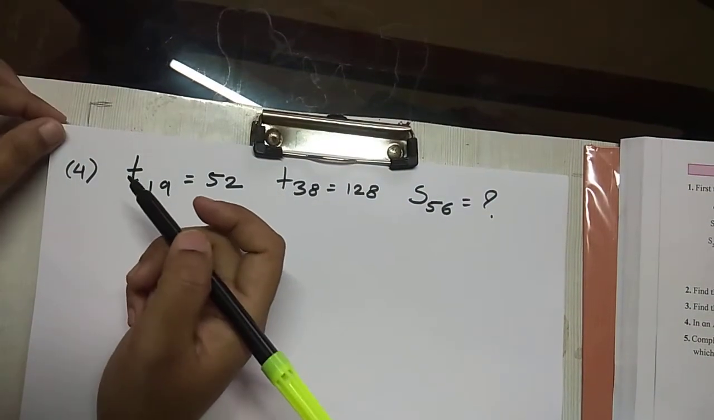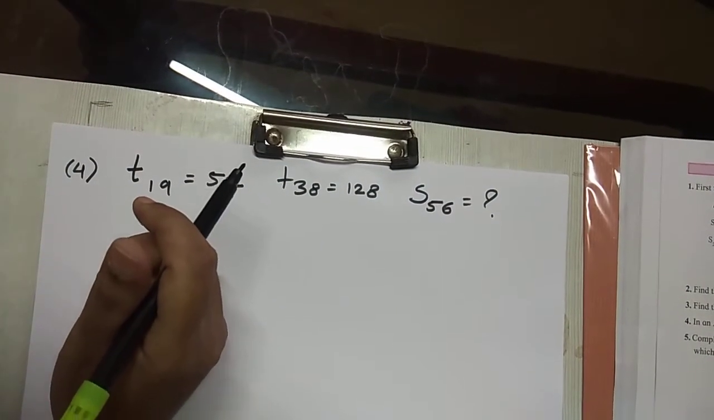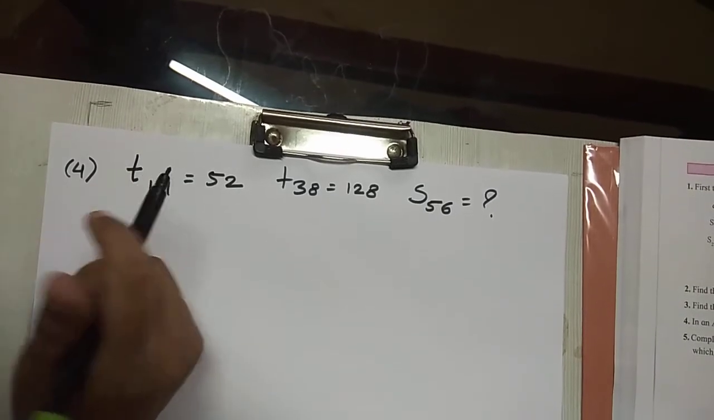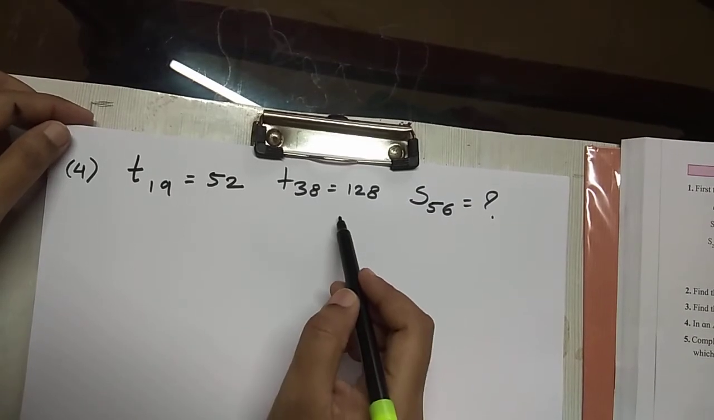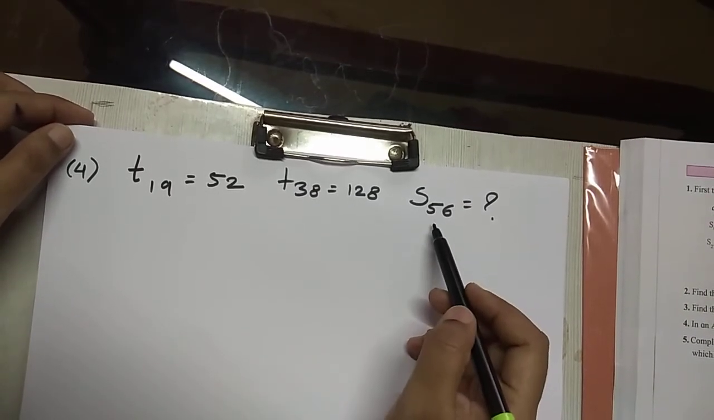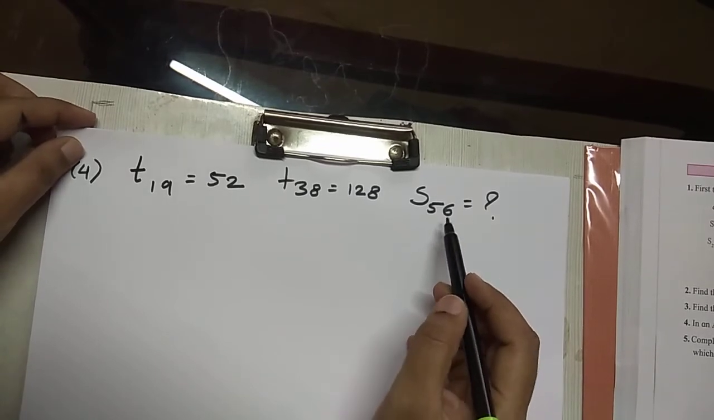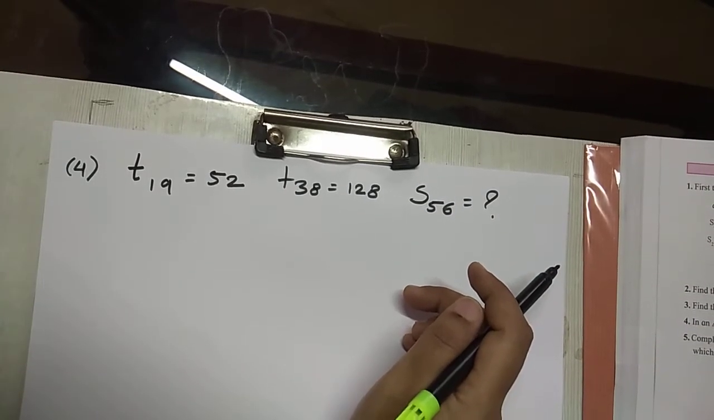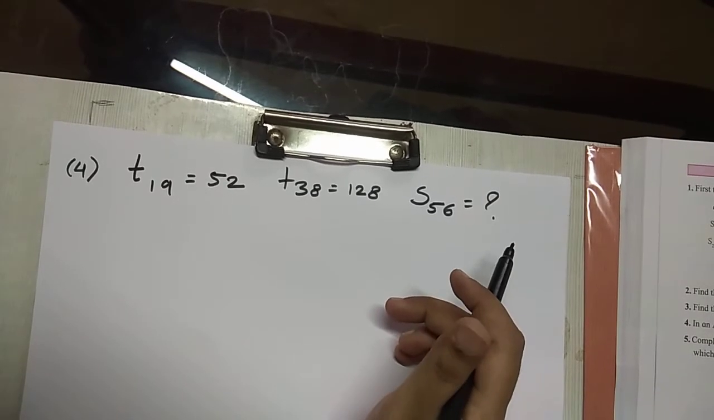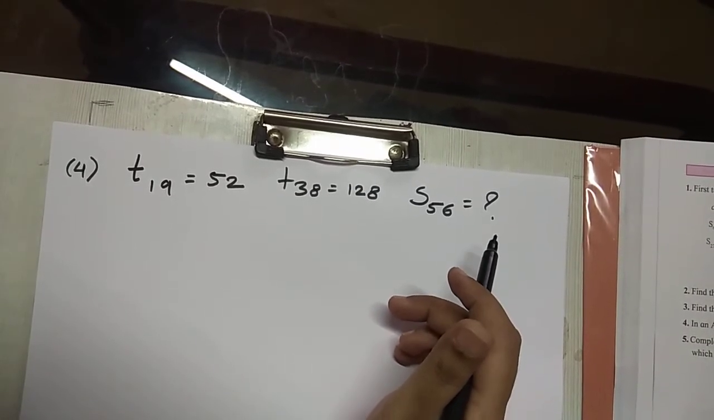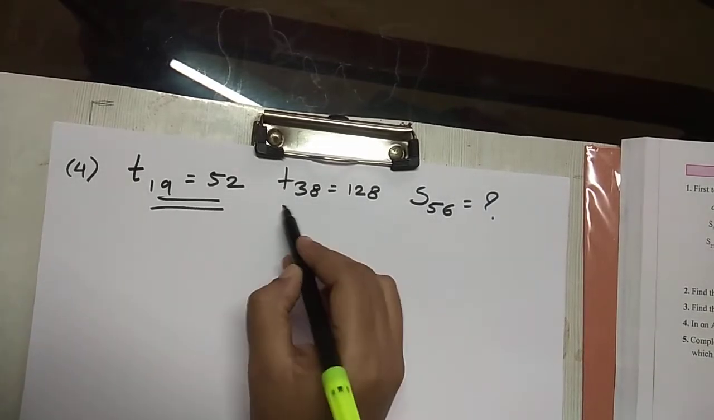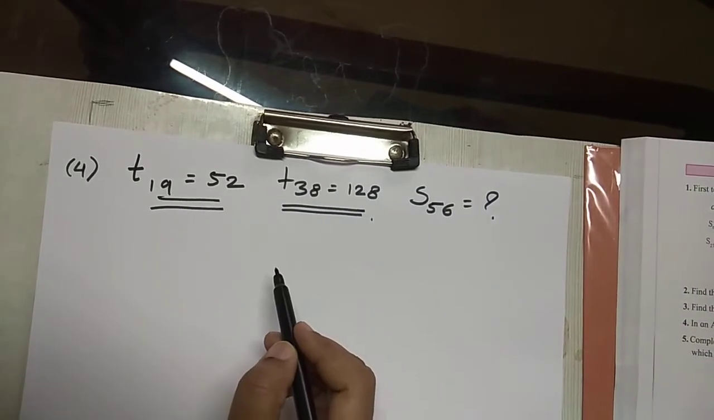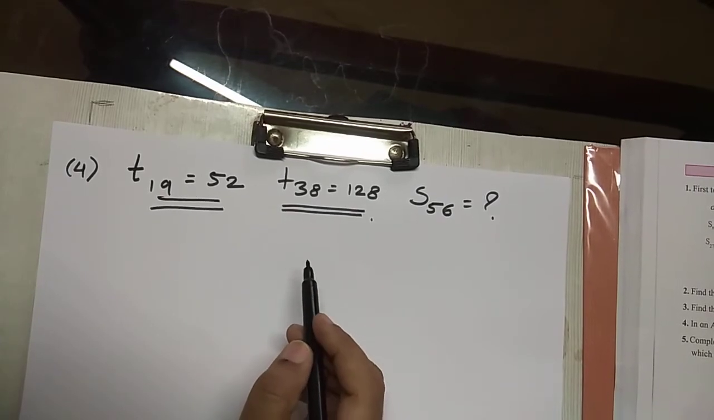Question number 4 says, the 19th term of the AP is 52, the 38th term is 128, and we have to find the total of first 56 terms. Now, if you remember children, the formula of Sn has A and D in it. So if we don't know the value of A and D, solving Sn would be almost impossible for us. So we need two steps that will help us to find the value of A and D.